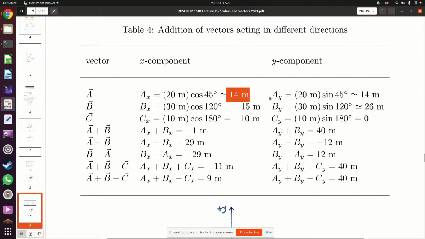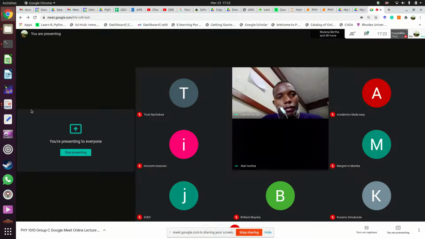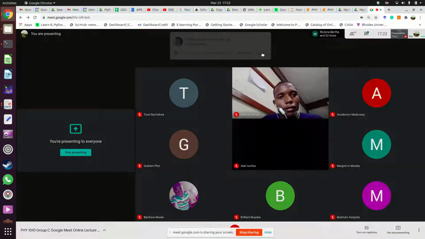Then vector A along the y-axis, so we work out the y component again. The size of vector A, 20 meters, multiplied by the sine of the angle between vector A and the x-axis. So this gives us another 14 meters. Are we clear on the calculation of the components of A, Ax and Ay? Yes, sir. Okay.